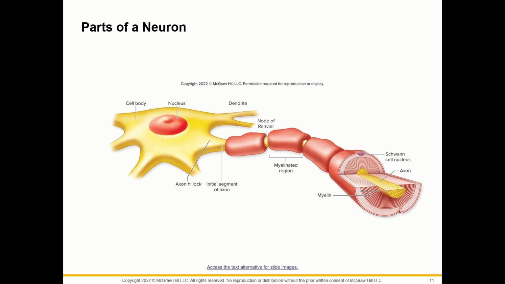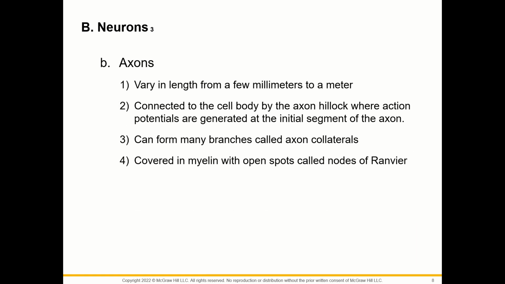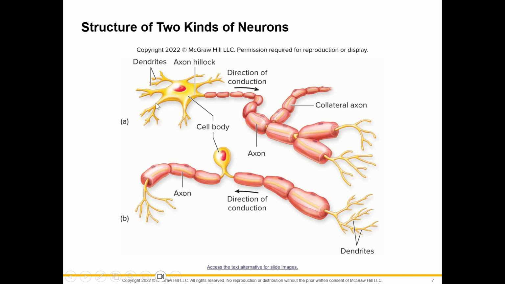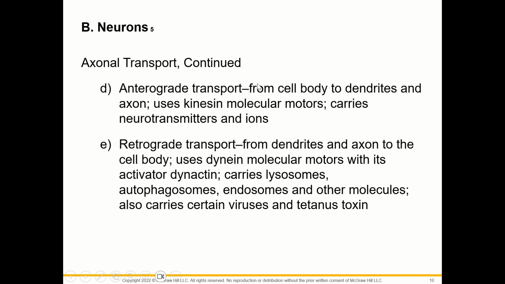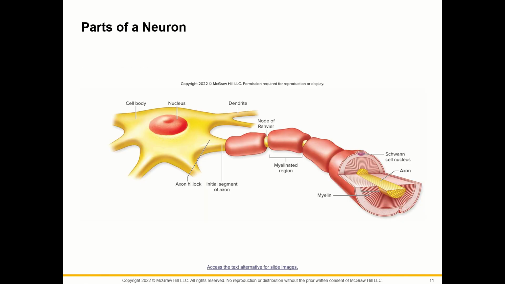This is now figure 7.2. So this is that enlarged structure of the motor neuron that we saw up here in 7.1a. And you can see the axon hillock and the initial segment of the axon. So keep that in mind because we're going to talk about that when the action potential is generated.